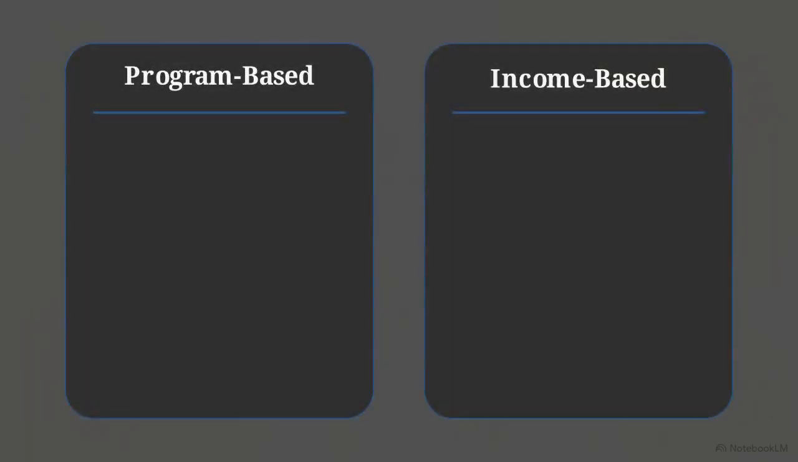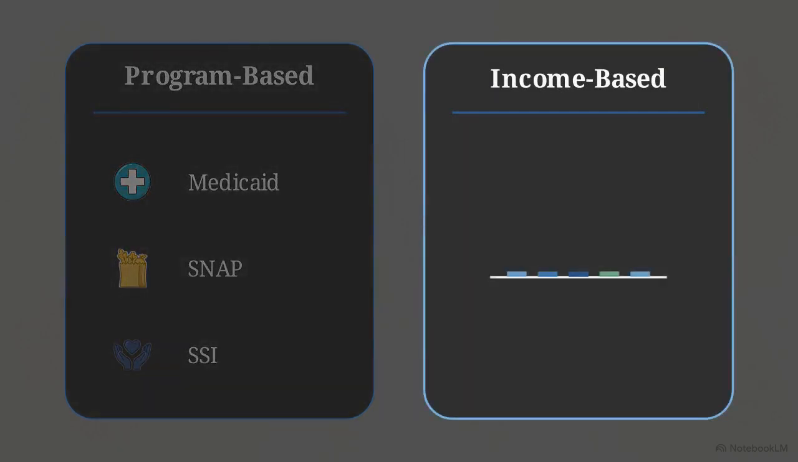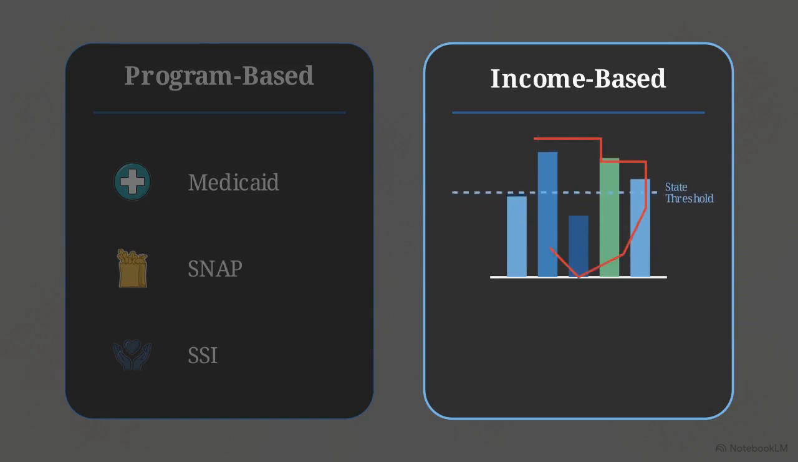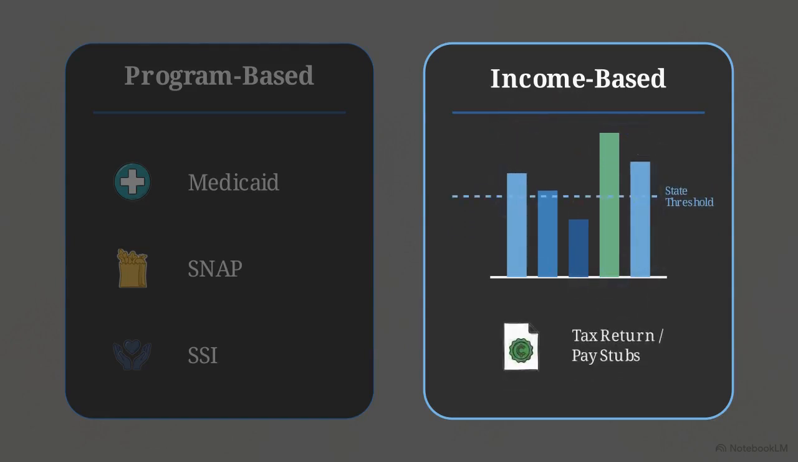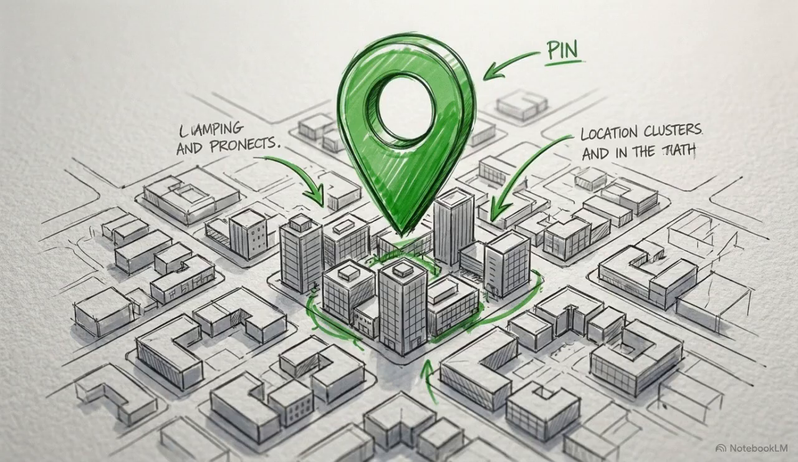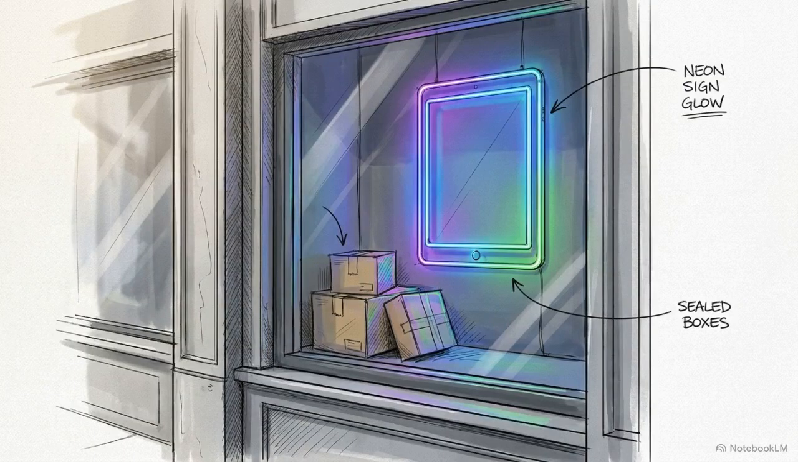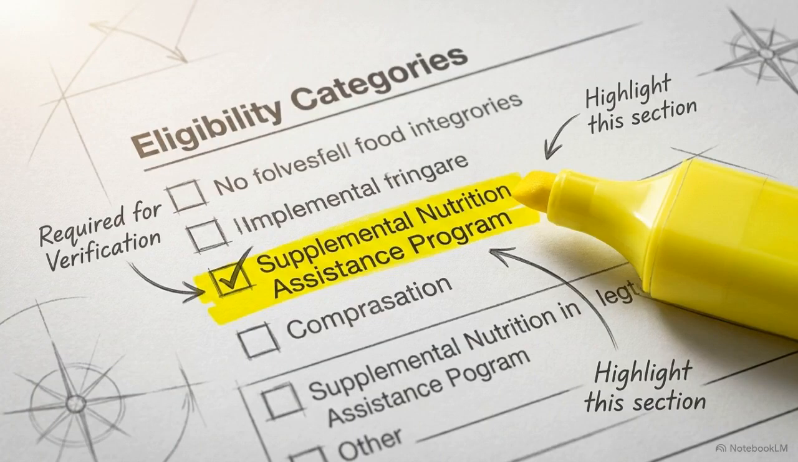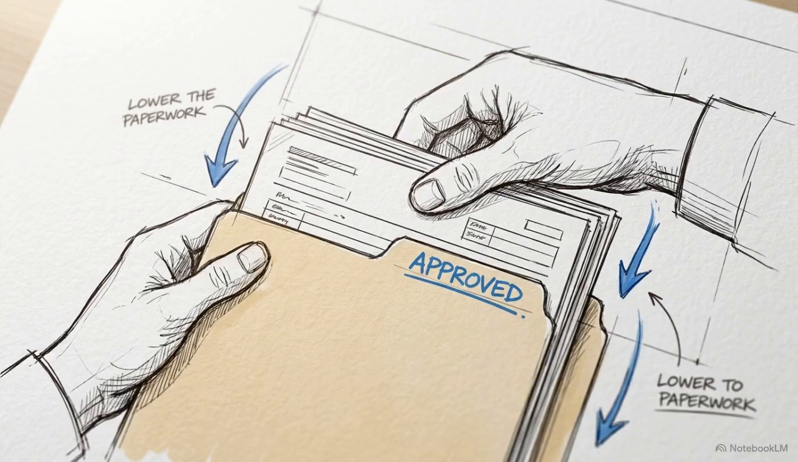The first path is program-based, for those in assistance programs like SNAP, Medicaid, or SSI. The second path is income-based, tied to your household earnings and state, requiring a recent tax return or pay stubs to confirm your level. It is important to note that qualifying for a program is the first step, but the final result depends on the current inventory of local providers in your area. By identifying your strongest qualification path now, you ensure your application is directed to the correct processing department from the start.